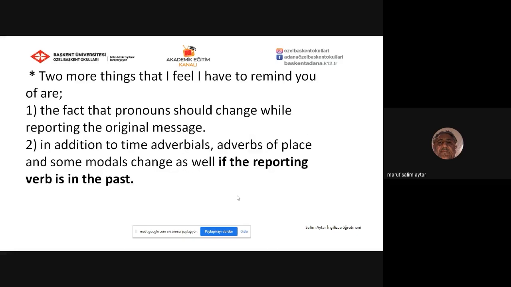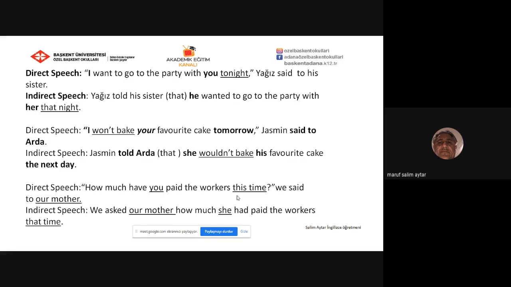Two more things that I feel I have to remind you of are the fact that pronouns should change while reporting the original message. In addition to time adverbials, adverbs of place in some cases change as well if the reporting verb is in the past. Let's have a look at the given examples here.